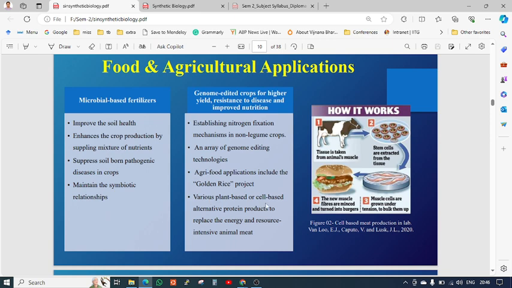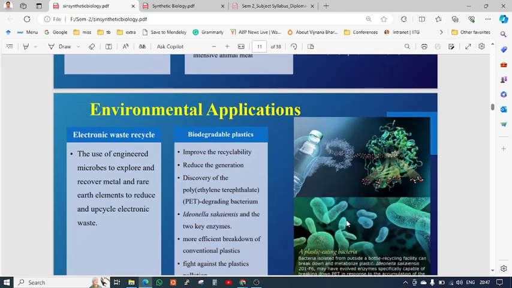Various plant-based and cell-based alternative protein products replace the energy-intensive animal meat. Already discussed, in natural processes meat takes time to grow, but due to genetic modification, or this application of synthetic biology, food and agriculture, which are nothing but the source of energy, can meet this energy demand.